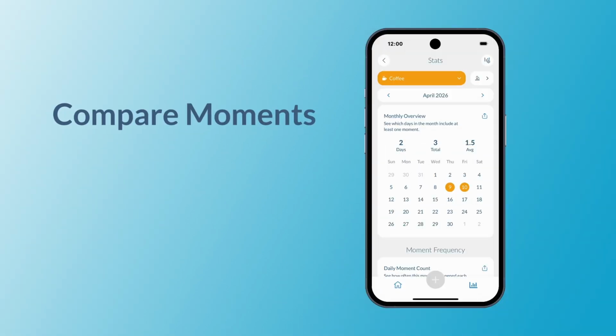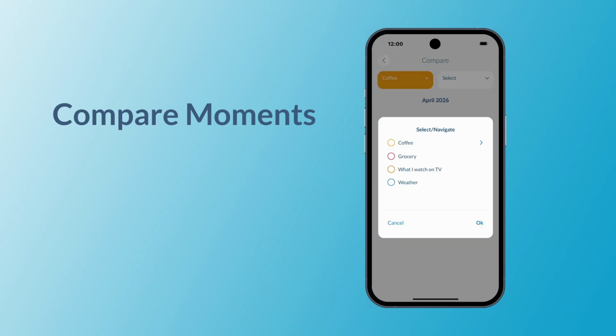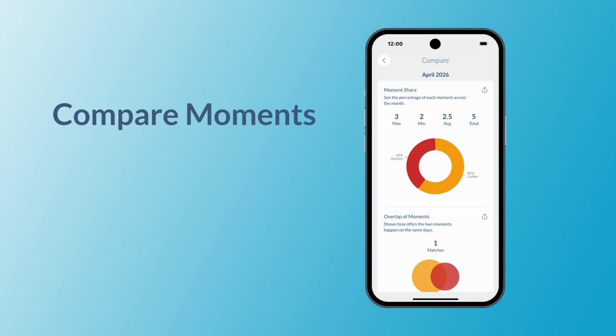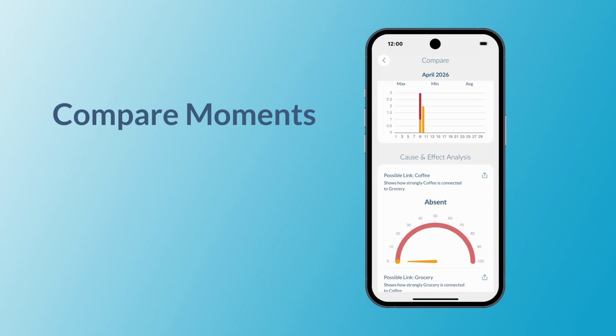You can also compare two moments. Tap the microscope icon, then pick two moments to compare. For example, coffee and grocery. You might discover patterns, like do coffee and grocery happen on the same days? These are just hints, not exact insights, so take them lightly.